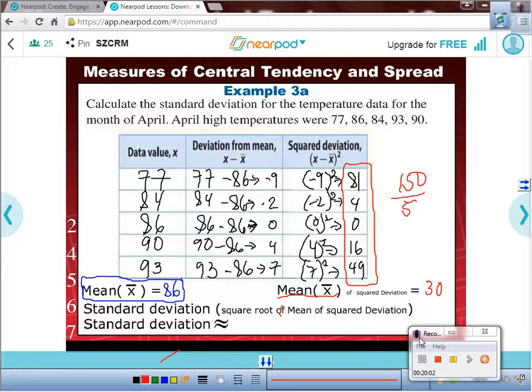Hold on. Press C on your calculator, and I want you to press square root of x so that you can take the square root. The last step, once we have this mean, we're going to take the square root of that mean, which is square root of 30. And what is square root of 30? 5 point, what is it? 5 point what? 47. I'll stop right there. This is my standard deviation.